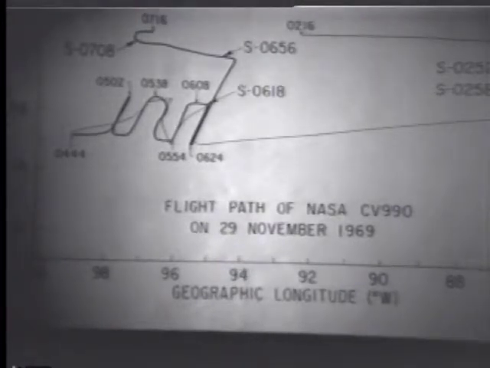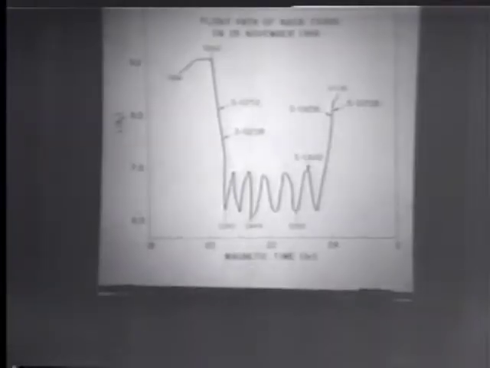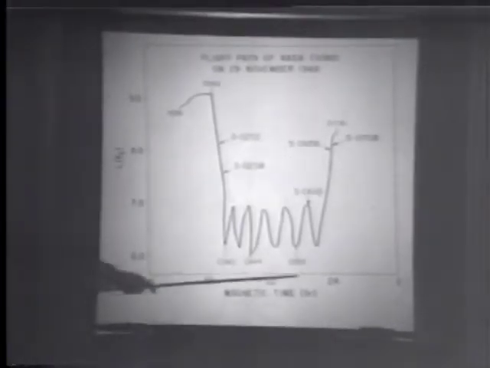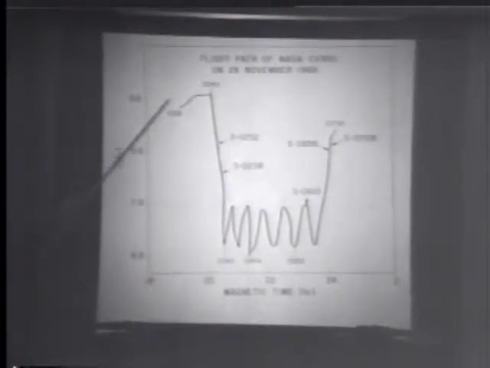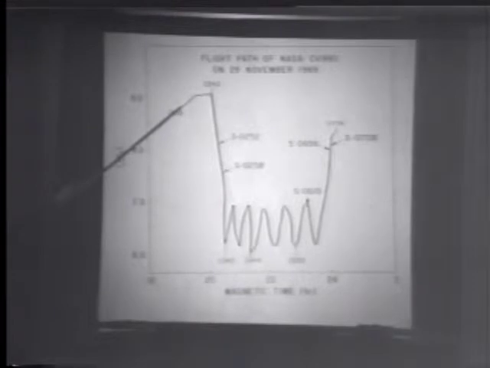This is the pattern flown by the Convair 990. It doesn't make too much sense in those coordinates. So I take the same coordinates and replot it. This is L versus magnetic time. Now you see it makes a little more sense. Data taking actually starts right about here, coming down.